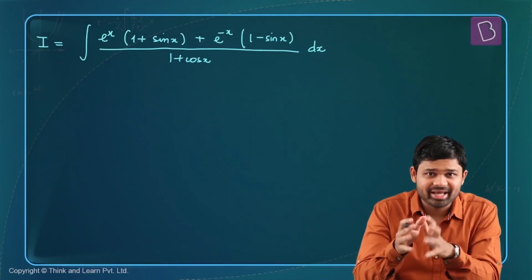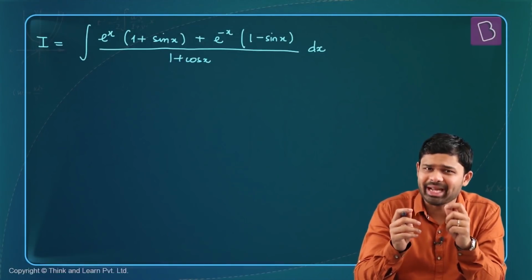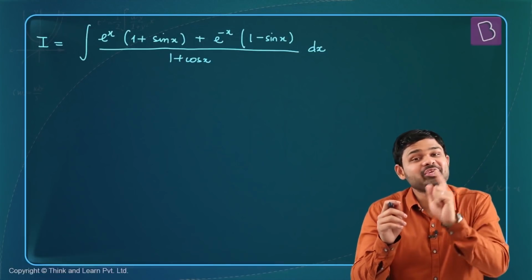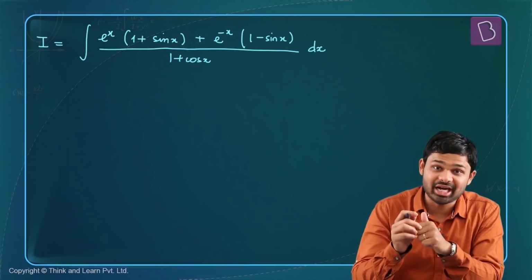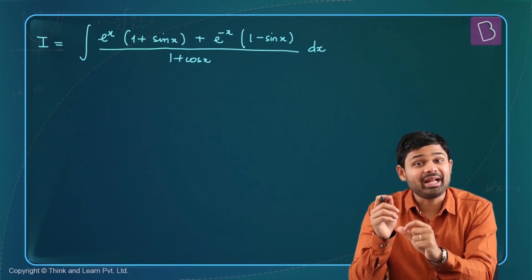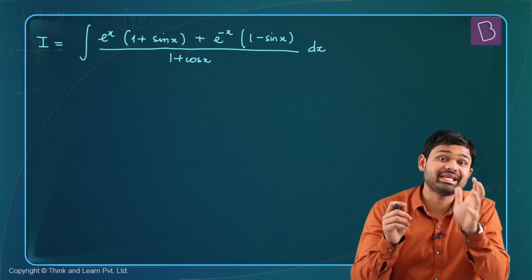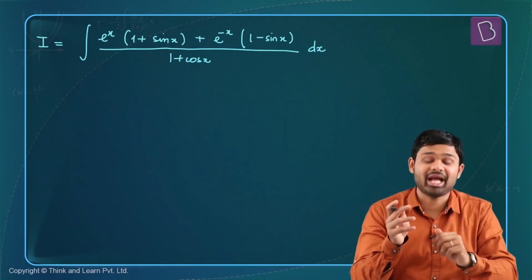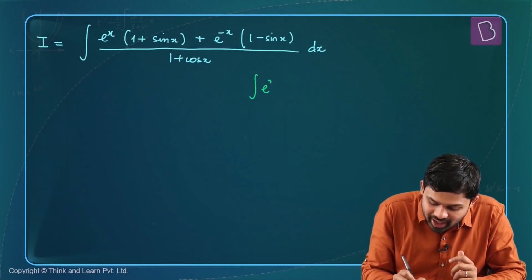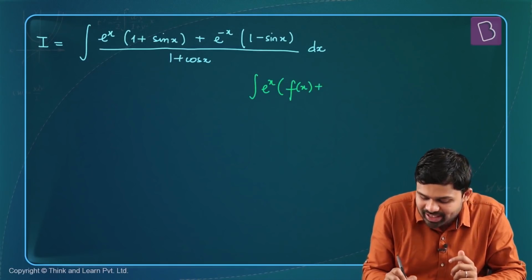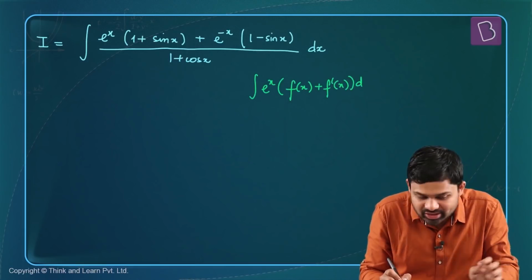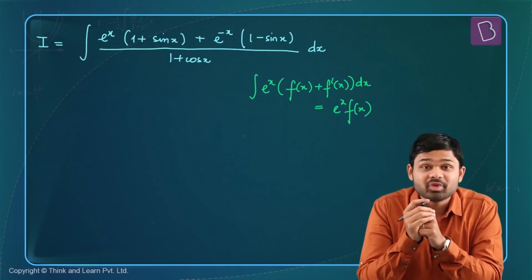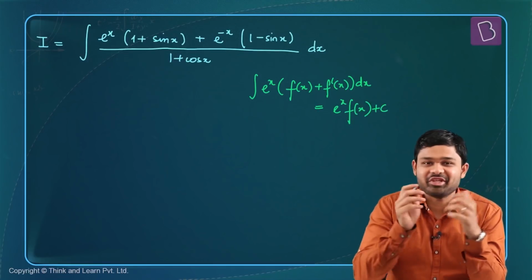Now, there is e power x, there is a trigonometric function, so you will be tempted to solve it using integration by parts, but that's not how we're going to solve it. We're going to make use of another very interesting result with e power x. That is e power x multiplied by a function plus its derivative. When you take an integral of this, you're going to get e power x times the function. So, integral of e power x multiplying f of x plus f dash of x dx is nothing but e power x f of x. We're going to use this, of course, plus the constant of integration, that's always there.